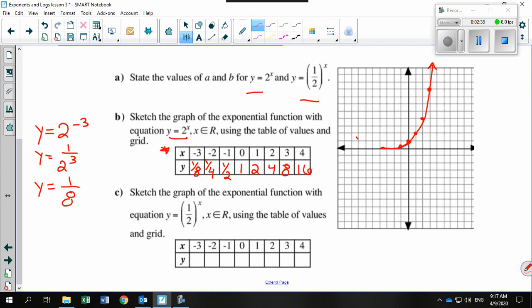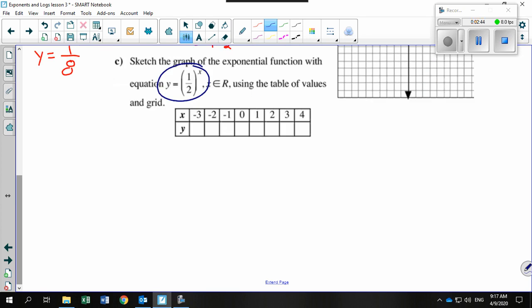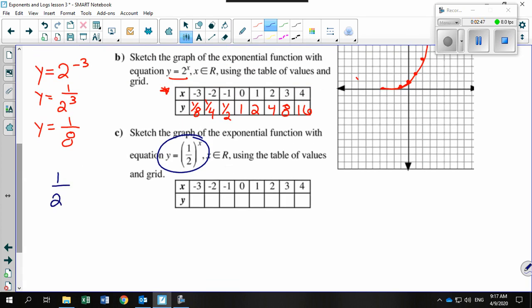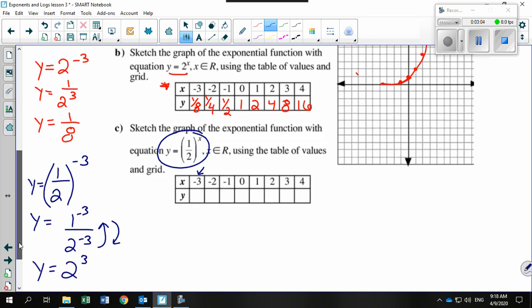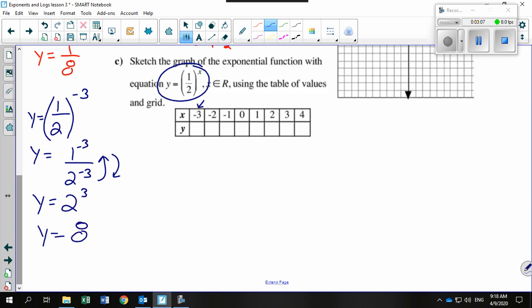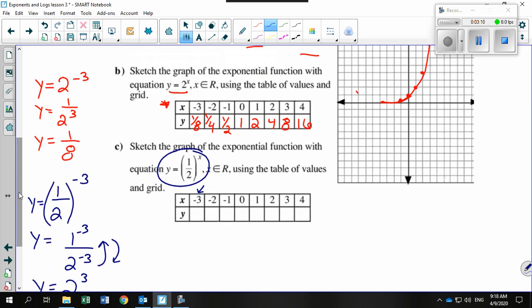Now for the second one, let's do it in blue. When you have 1/2 to the power of x, when I put in that -3, it becomes this, which I reciprocate to make the exponent positive, and I actually get 2 to the power of 3, which becomes 8. So when you see that 1/2, it actually does the opposite. We're going to get 8, 4, 2, 1/2, 1/4, 1/8, and 1/16.